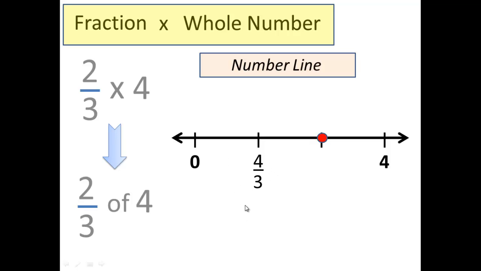Now, if you know that this is 4/3, what's that one over there? That's right, it's 8/3. And then if you keep going, that would be 12/3. And then you know you're right because you know that 12 divided by 3 makes 4. So once again, even with the number line, we get the product 2/3 of 4 is 8/3. Okay, don't worry about changing it into a mixed number. Just keep this strategy in mind.